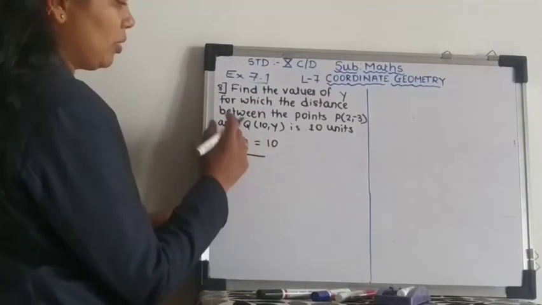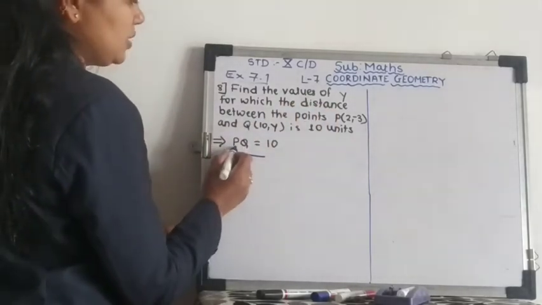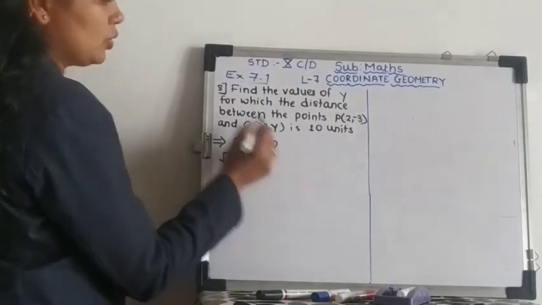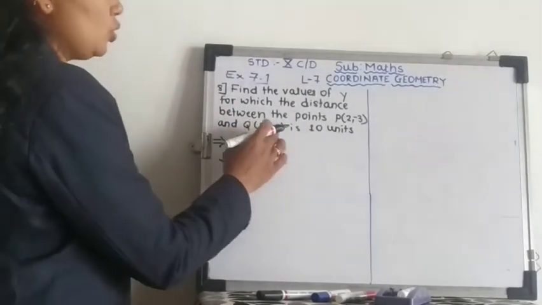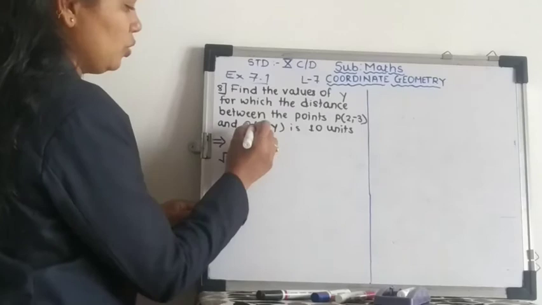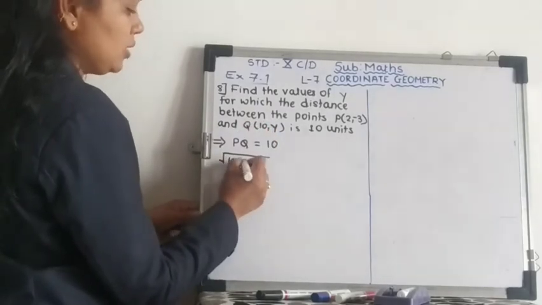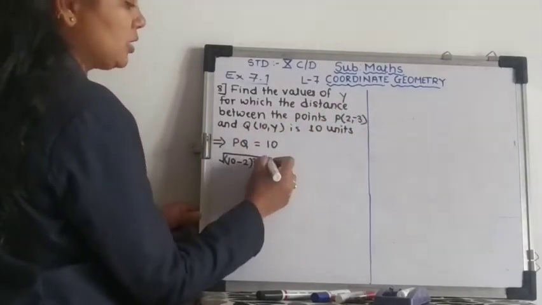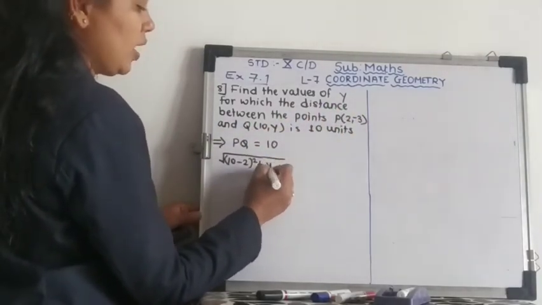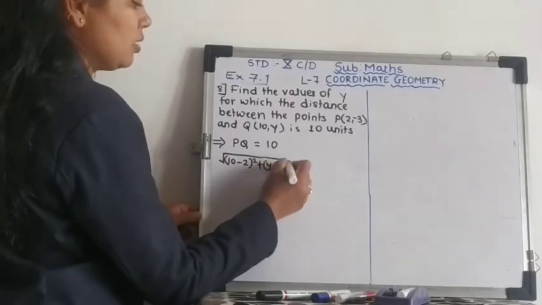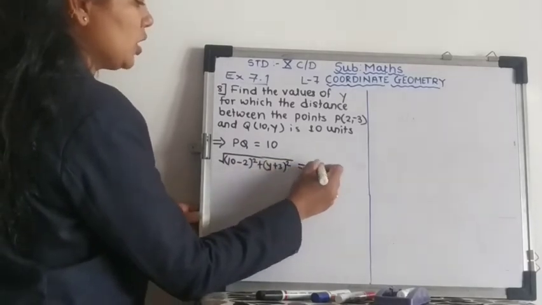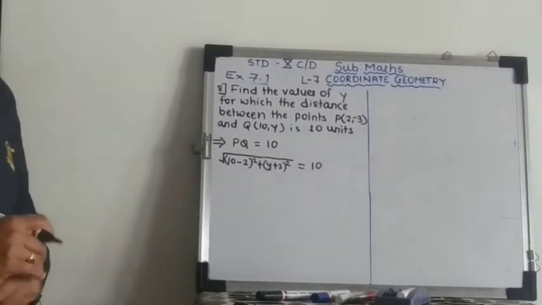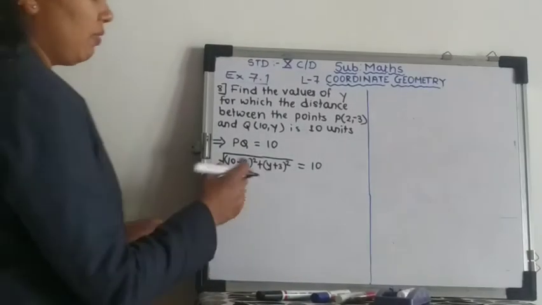So by distance formula we will write, P is the first one, so 2 means x1, y1, and Q is the second one, so that is 10 and y, so x2, y2. So we will write here square root of (10 minus 2) bracket square plus (y minus minus 3), so (y plus 3) bracket square, equals 10. Now what to do next? Right now only we have done this, no? In the previous sum, that only we will follow.